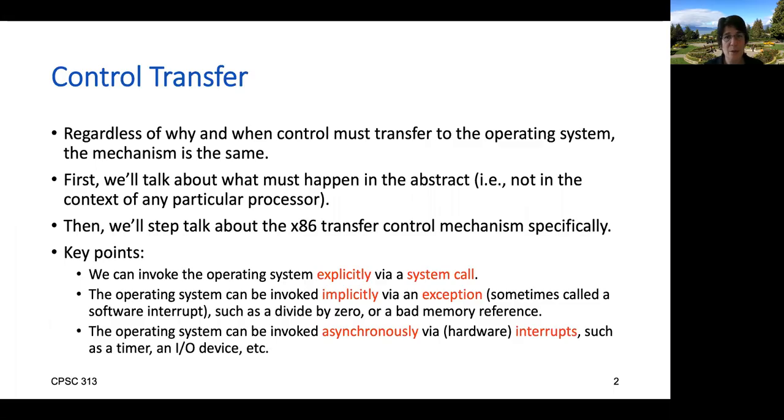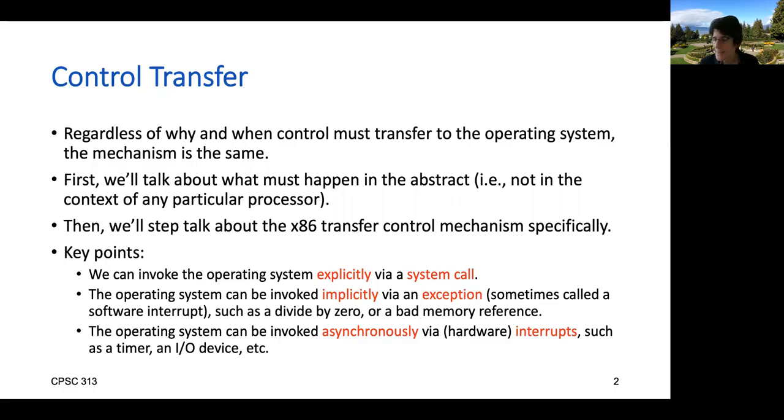This video is mostly about how we transfer control, and we're going to do a pretty high-level explanation. We'll talk about the details of how the x86 does this, and then in later material, we'll step through this in excruciating detail to follow things like a page fault and how that transfer of control happens. But for now, let's figure out how do we transfer control from an application to the operating system.